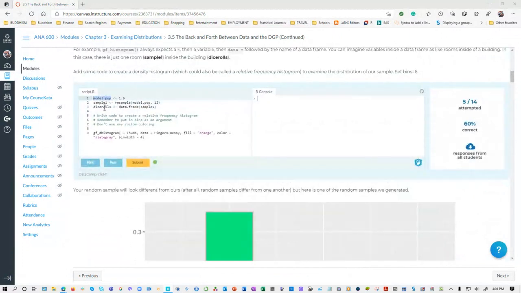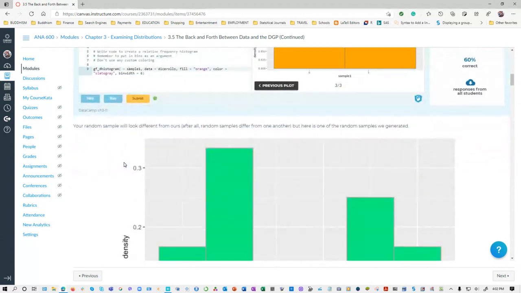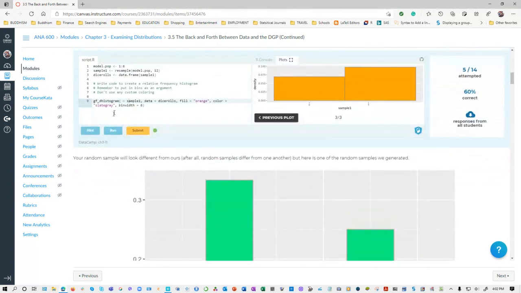Sample 2, see sample 1. Then you go to this one, your variable is sample 1, the data called the dice rolls. Don't worry about the fill and color and bandwidth. If you keep the bandwidth, or if you take out the bandwidth and let it do what it wants.